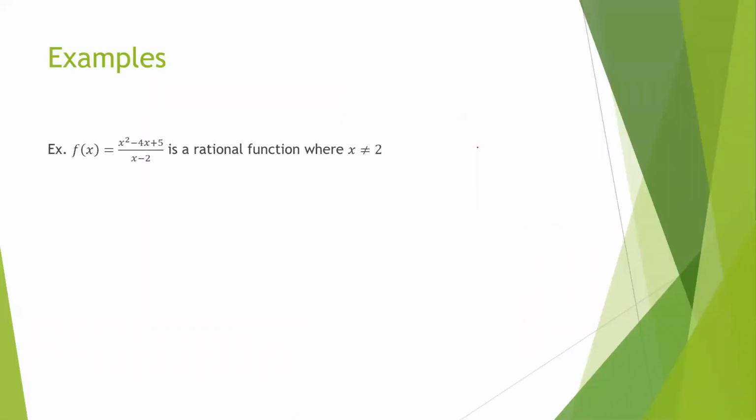So I'll do a couple of examples here. The first one is x squared minus 4x plus 5 over x minus 2. This is a rational function where x is not equal to 2. A lot of you are wondering what these restrictions are about. This is probably the part that confused a lot of you, so I'll explain what that means.